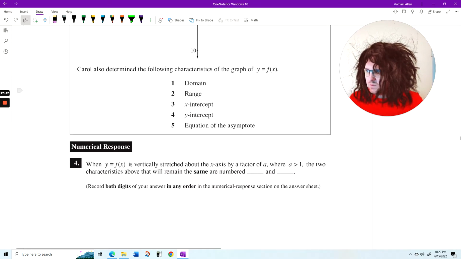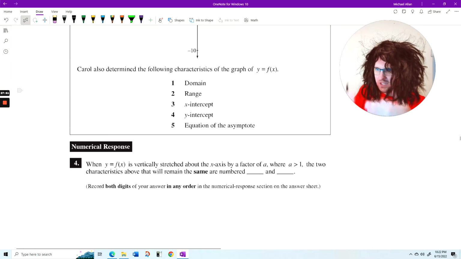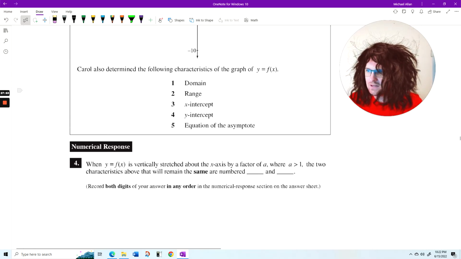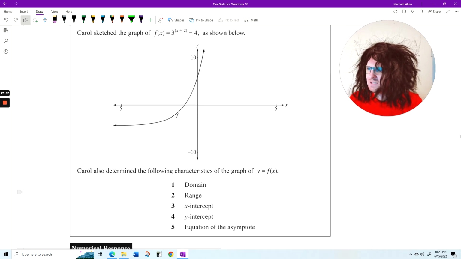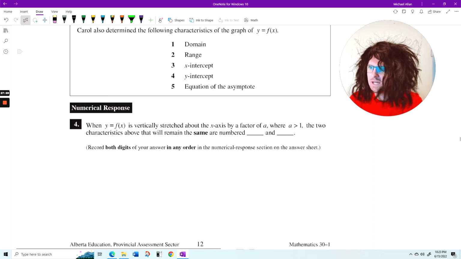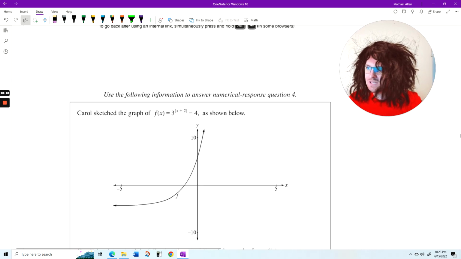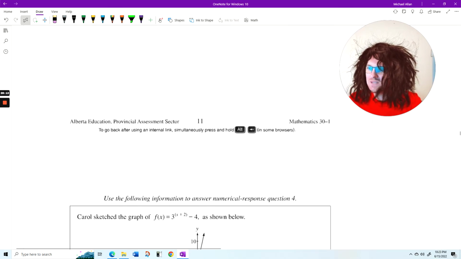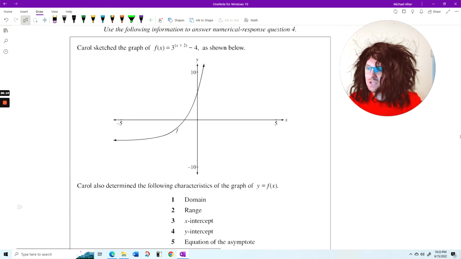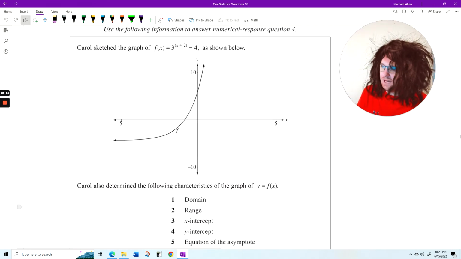So what do we have here? So this graph is vertically stretched about the x-axis. Vertically stretched, right, about the x-axis, by a factor of a, where a is greater than 1. Honestly, that doesn't really matter, but that's okay. As long as it's not 1 or 0. This makes it easy, you don't have to write 2 things. The 2 characteristics about that will remain the same. So it's kind of the same idea as this, right? If I do a vertical stretch, it's going to affect everything that has to do with y values.